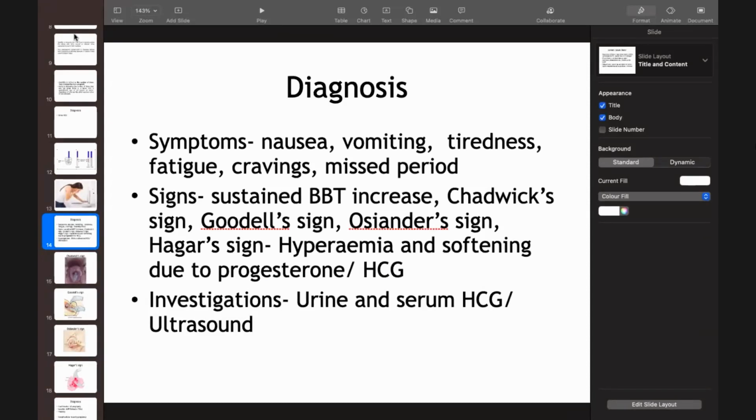When a woman has conceived, because of the hormonal changes, because of the rise in the beta HCG, which is produced by the trophoblastic tissues, they get a lot of symptoms, mainly nausea, vomiting, food aversion, and sometimes later craving for food. All these are due to pregnancy hormones.